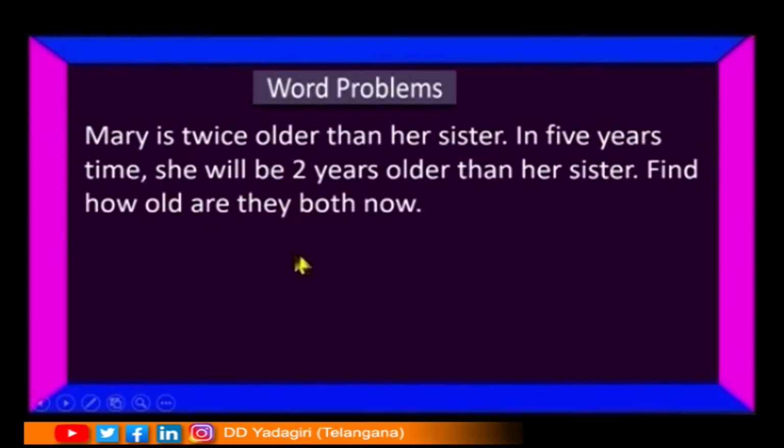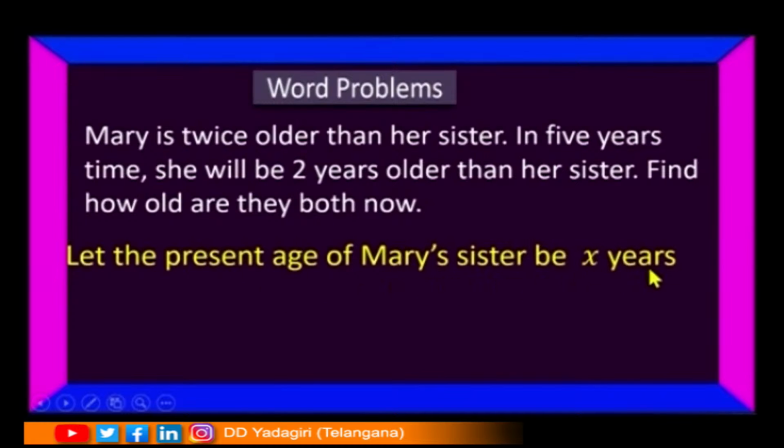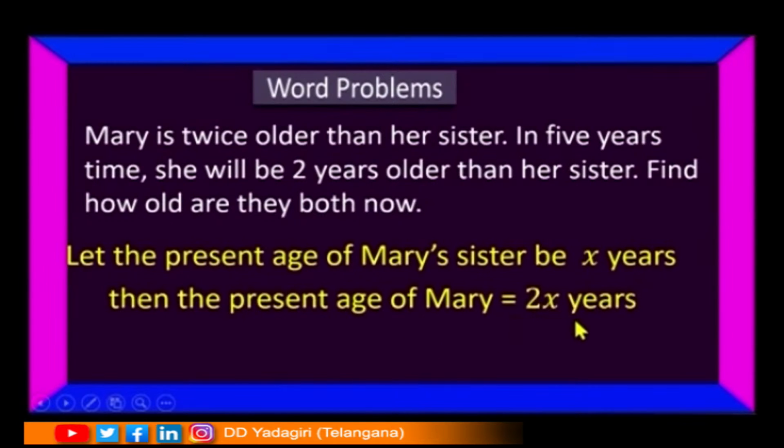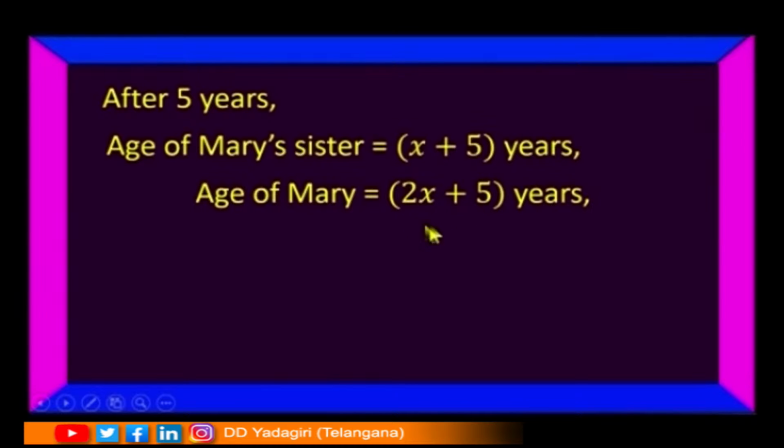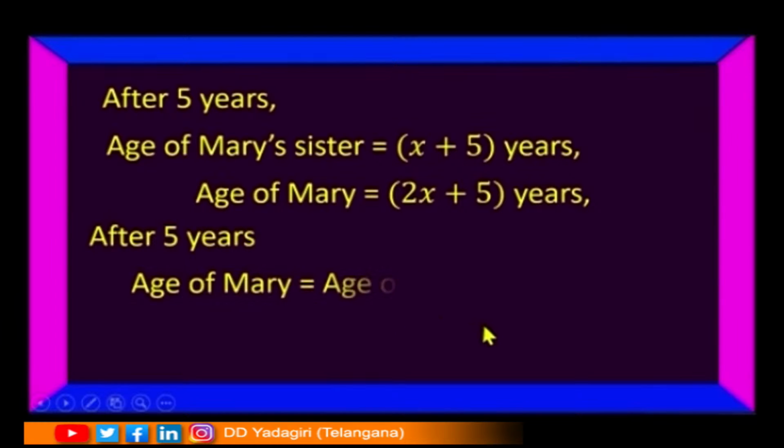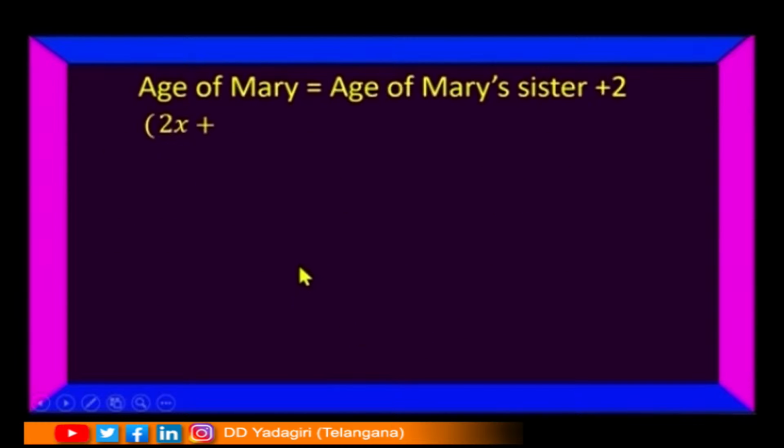Now, we go back to the question, we write the steps. Let the present age of Mary's sister be x years, we assume. Then the present age of Mary becomes 2x years, and after 5 years the age of Mary's sister is x plus 5 years, and the age of Mary is 2x plus 5 years. And now what is given? After 5 years the age of Mary will be equal to the age of Mary's sister plus 2, isn't it? Mary's age will be 2 years more than her sister. Thus, we write 2x plus 5 equal to x plus 5 plus 2.